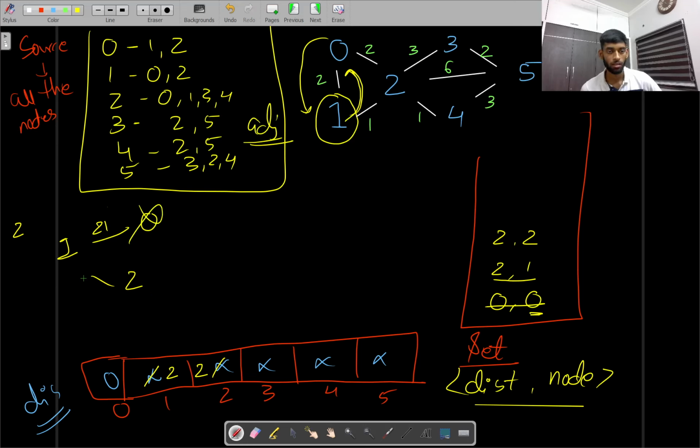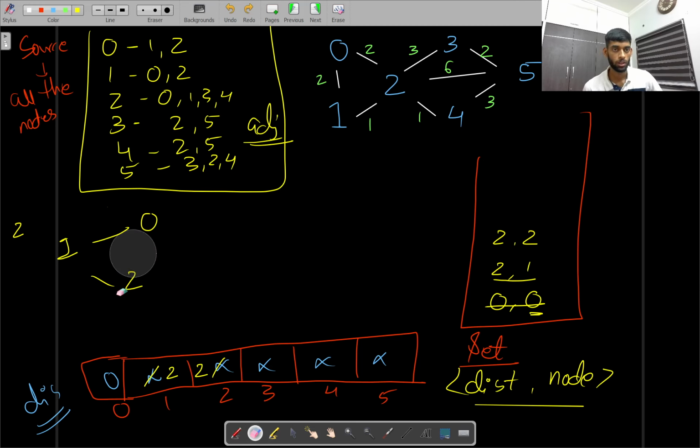Now 1 to 2. The distance will be 1. So 2 plus 1 is equal to 3, which is greater than the already present one. So we won't be going through that part either. So let's remove all these things. As I told you, we will be simultaneously popping out the values.